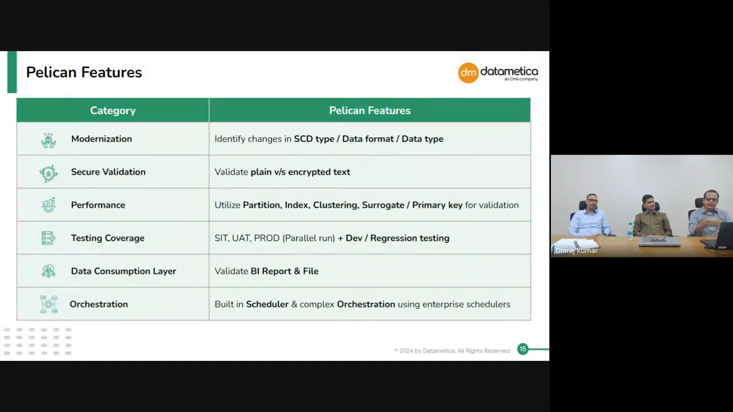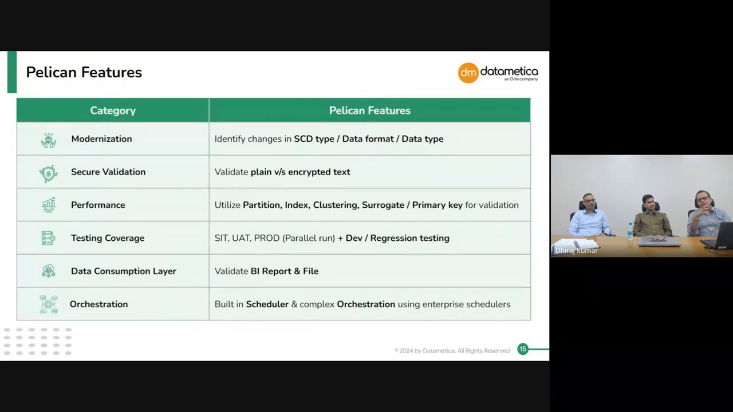Now this product is definitely used for SIT, UAT, and production validation, but one very strong use of this product is also during the development cycle. The testers can use this product for regression testing and make sure that the errors are captured at the source and not propagated through the SDLC cycle, which is a very critical feature of the product.